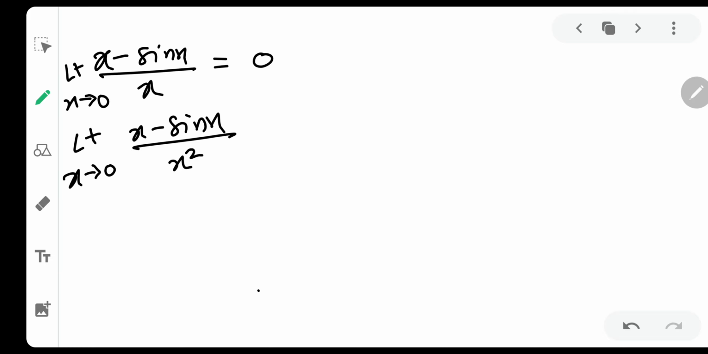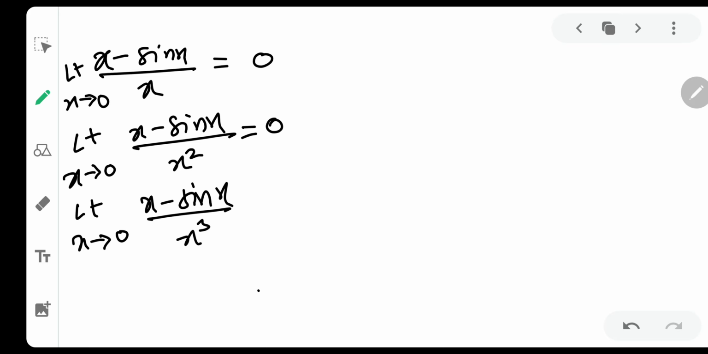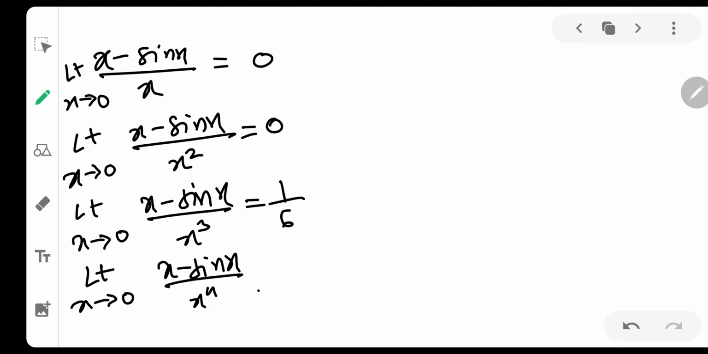Again, what will happen over here, you will apply the series expansion and x cube will be the first term. x cube by x square again would be x, and hence it would be again 0. Then limit x tends to 0, x minus sin x by x cube, so this will be 1 by 6, and then comes limit x tends to 0, x minus sin x by x raised to 4. Now you have x raised to 4, x raised to 5 and whatever. The limit does not exist.